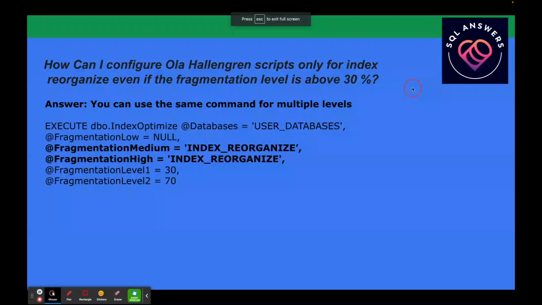The last question we had here was, how can I configure Ola Hallengren scripts for only index reorganize, even if the fragmentation level is above 30%? And the answer is, you can actually use the same action for multiple levels. So I've got an example here. I've got my fragmentation medium level set at 30% and fragmentation high set at 70%. And then these are the actions that are going to be carried out at those two levels. And as you notice, they're both index reorganize. It might not be obvious, and that's why these questions are great, because I may not think of these questions, and you guys are thinking of them. And chances are, if there's one person out there that has a question, somebody else has the same one. So yep, you can use the same action for multiple levels.